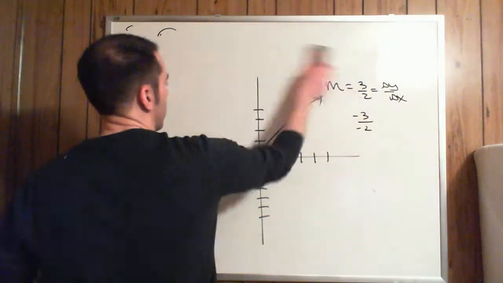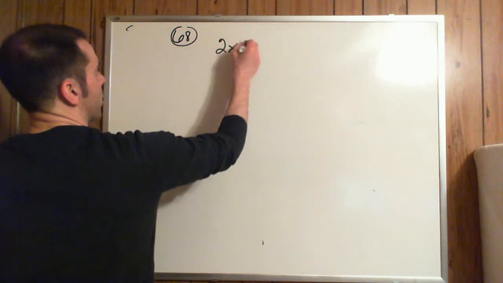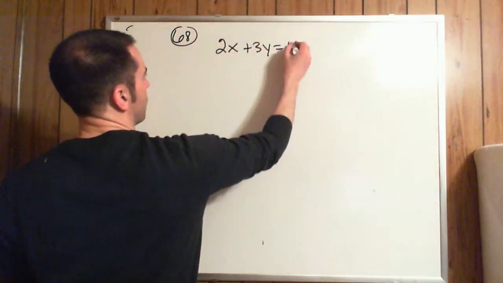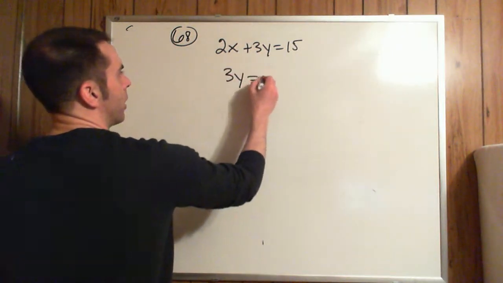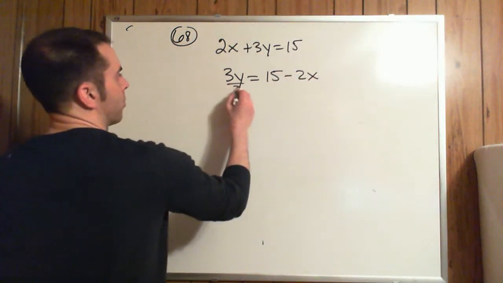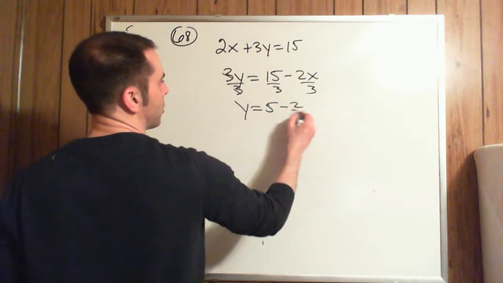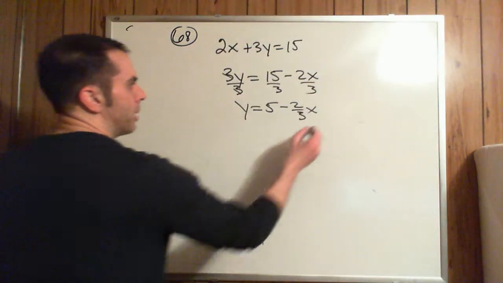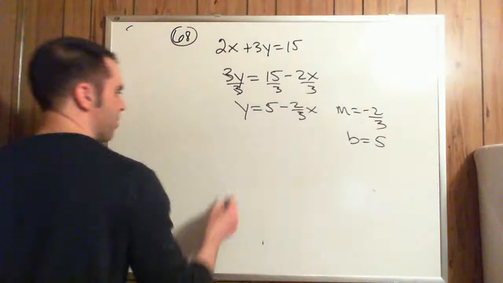Okay, and one more, again graphing a line using slope-intercept, is number 68. The line is given by 2x plus 3y equals 15. It's not solved for y, so I need to solve for y. So I get 15 minus 2x. I'll divide by 3 to get the y by itself, and y is equal to 5 minus 2/3 x. So my slope is negative 2/3, and my y-intercept is 5.